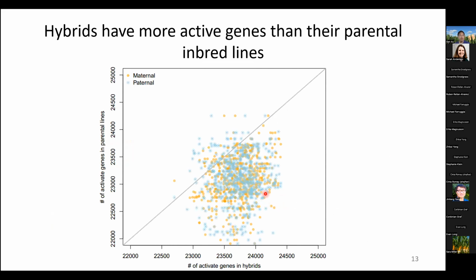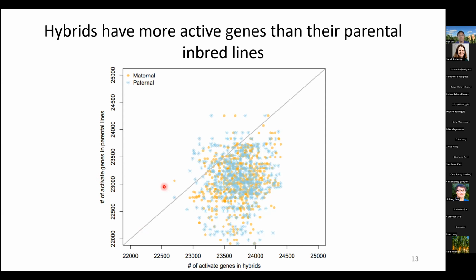Because the F1 hybrids always show superior performance than their parents. So once we have the unseq data, we want to know whether the hybrid lines can have more active genes than their parental lines. In this plot, the x-axis is the active gene numbers in each hybrid, and the y-axis is the active gene number in their parental lines.